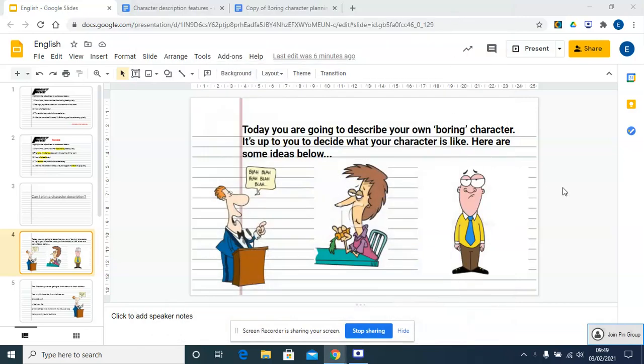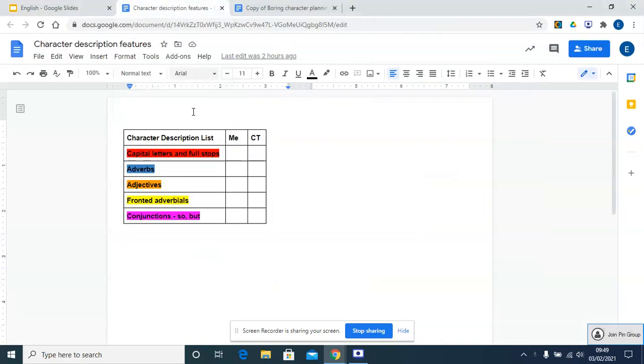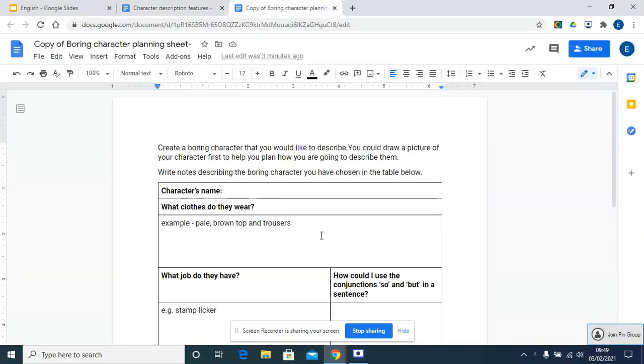Okay, so today we are going to be planning our own character description, and we're going to be planning our own boring character. Okay, so you're going to need three documents up. You're going to need the slides up. You're going to need your character description features, so things that you should be planning for, and you're going to need your plan up, which is what we are writing onto today.